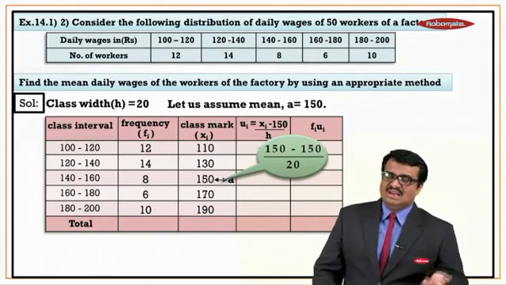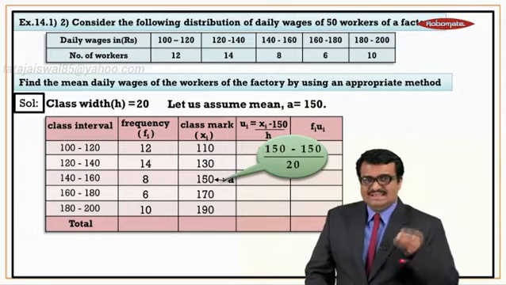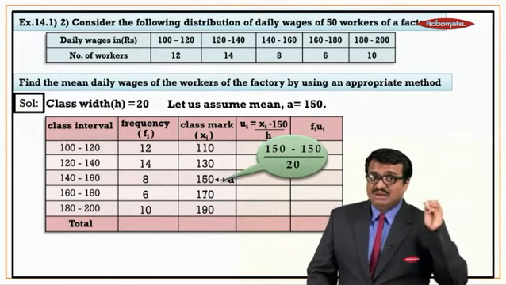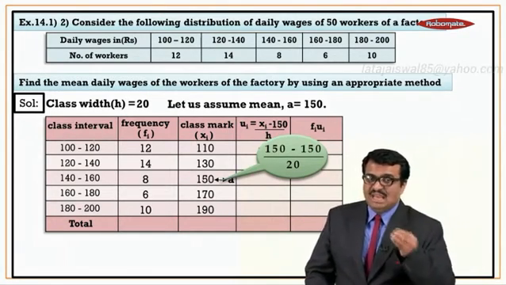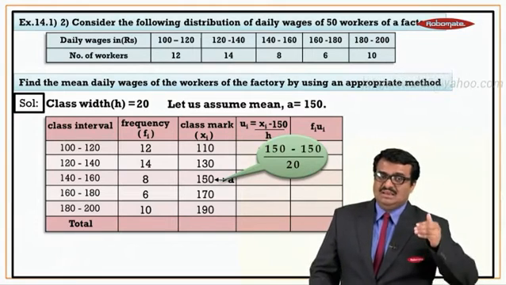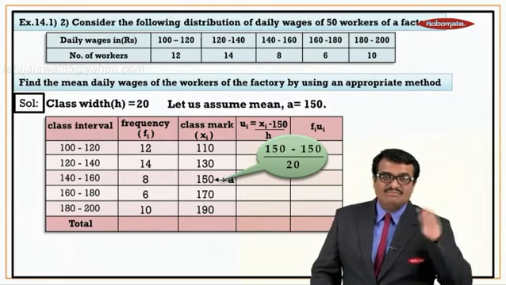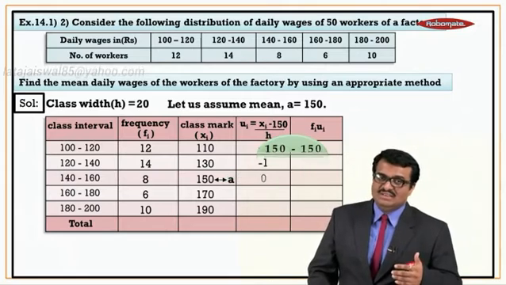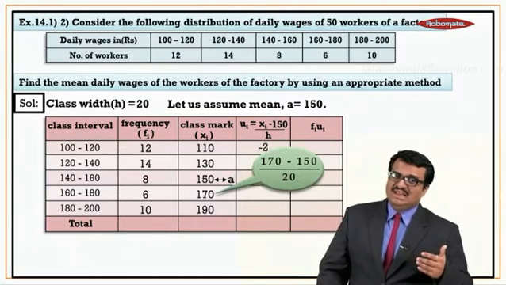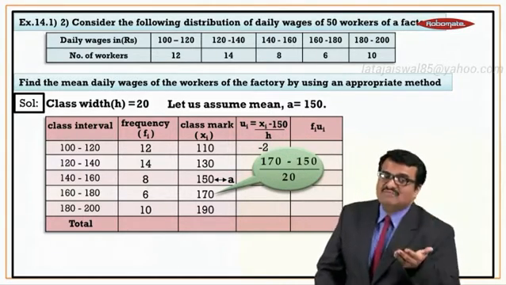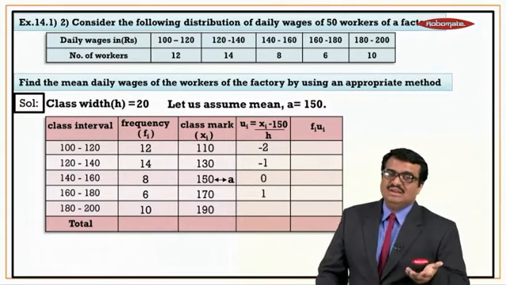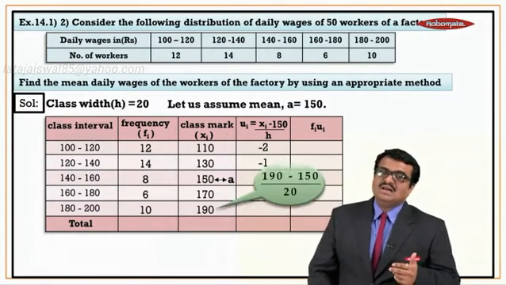The next one, similarly, the same way. Ui is xi minus 150 upon h. A is 150. So 150 minus 150 upon h. H is 20. Okay, 150 minus 150 is 0. 0 upon 20 is also 0. Similarly, the next one, 170 minus 150 upon 20, you will get 20 upon 20, it will be 1.